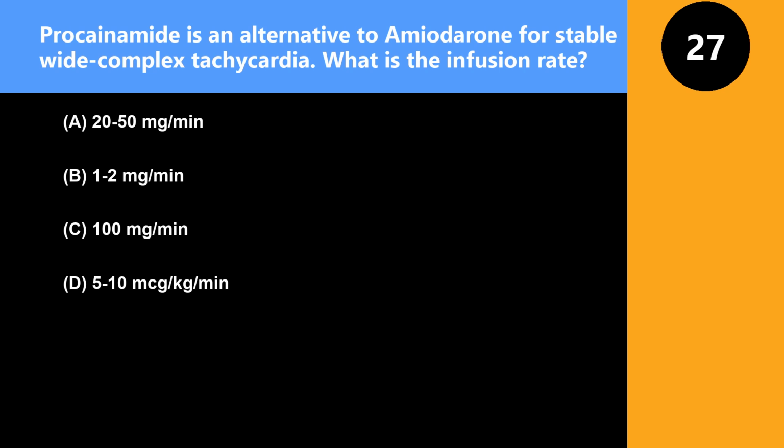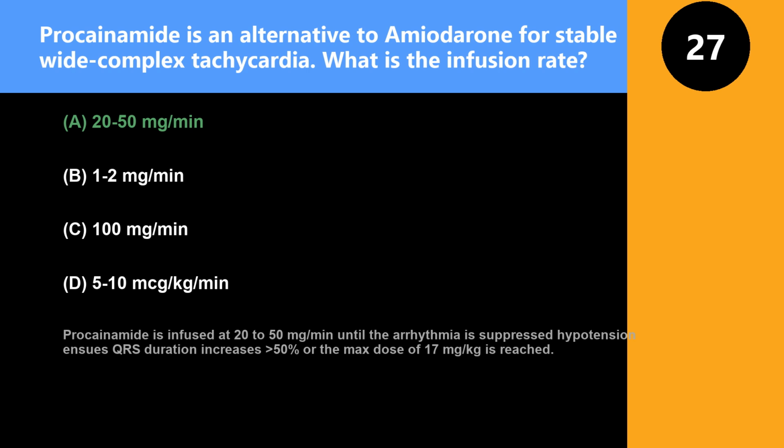Question 27. Procainamide is an alternative to amiodarone for stable wide complex tachycardia. What is the infusion rate? Option A, 20 to 50 mg/min. Option B, 1 to 2 mg/min. Option C, 100 mg per minute. Option D, 5 to 10 mg/kg/min. The correct answer is option A, 20 to 50 mg/min. Procainamide is infused at 20 to 50 mg per minute until the arrhythmia is suppressed, hypotension ensues, QRS duration increases greater than 50%, or the max dose of 17 mg per kilogram is reached.